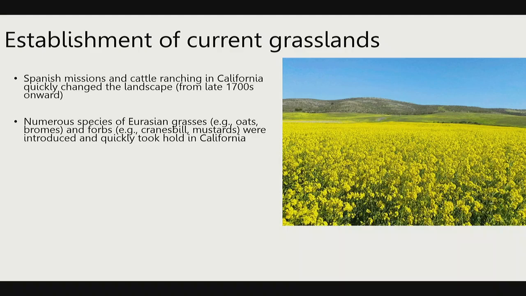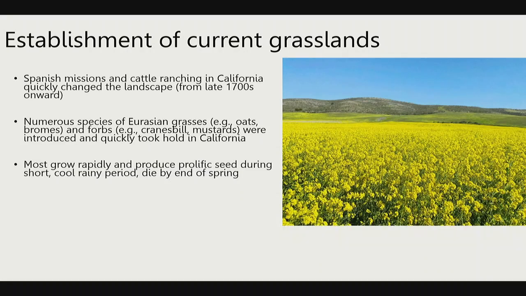So things like oats. If you don't know about oats, it's something we commonly eat, introduced very intentionally for food. Bromes for cattle forage. Different kinds of forbs, these leafy plants for cattle forage, and because they're useful to us, things like mustards, were introduced and pushed out the native grasses in a lot of different ways.